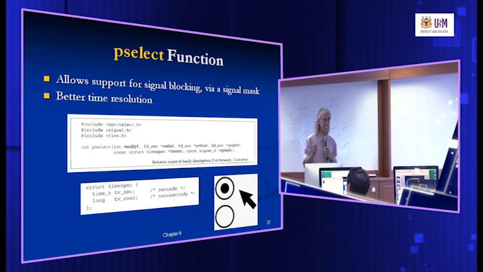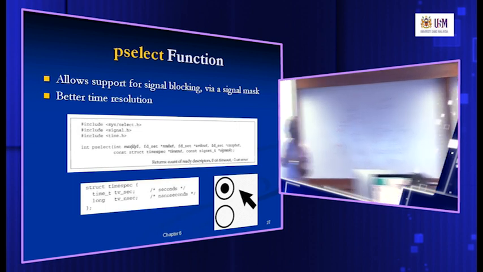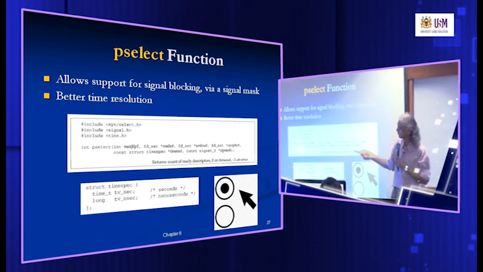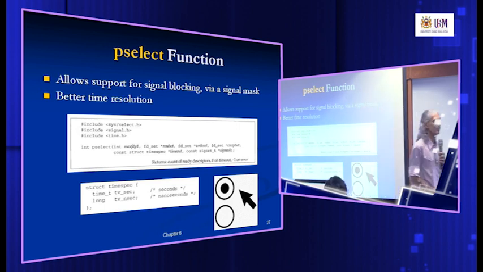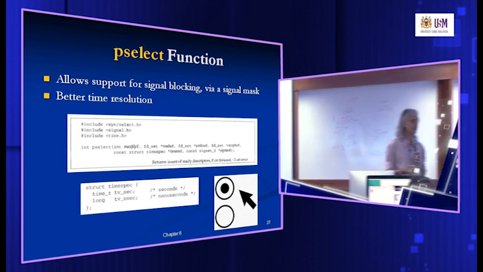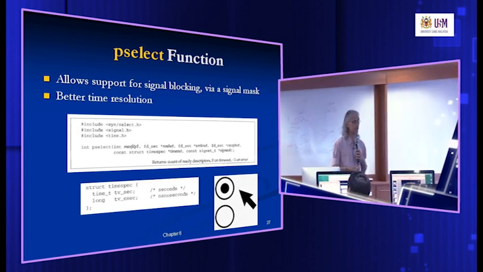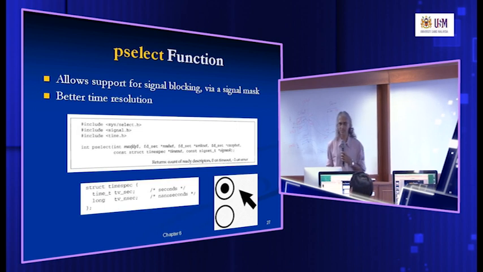For select, it cannot do that. For pselect, it can do that. And also, if you look at the structure for the timeout, it has seconds and also nanoseconds now. Earlier, for select, it had microsecond resolution. For pselect, it can give you even higher resolution, down to nanoseconds, if you need it. So normally we won't use pselect.